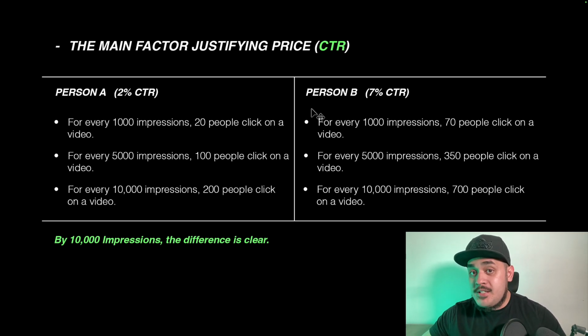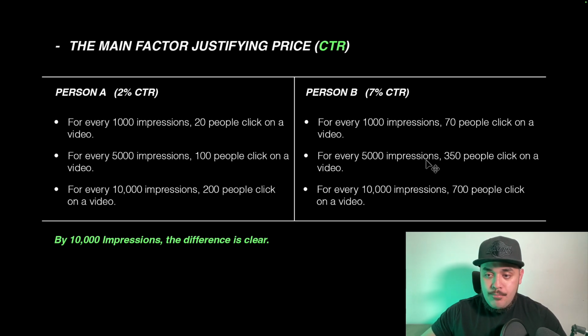On the other hand, you have person B, for every 1,000 impressions, 70 people click on the video. For every 5,000 impressions, 350 people click on the video. And finally, for every 10,000 impressions, 700 people click on the video. So as you can see, between the two people, having a 5% difference in CTR can make a drastic difference, especially as it hits the 10,000 impressions mark. Person B gets 500 more views on the same video. That could lead the person to having more subscribers, having more awareness, earning more AdSense revenue. That could even lead to more product sales being made simply by having more people click on the video. So guys, this is the value that a thumbnail designer holds, so always make sure that you remember that value.